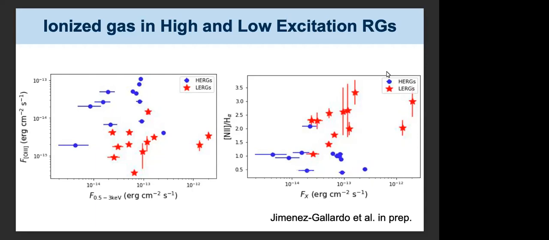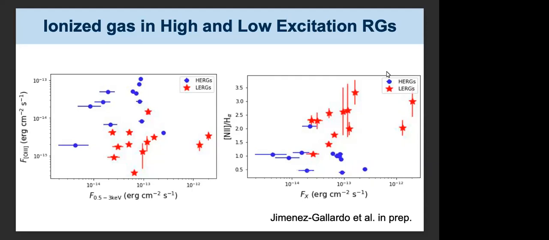Furthermore, it seems that the N2 to H alpha ratio for low excitation sources is actually higher. And that could indicate that they have an extra contribution from shocks that's not present in high excitation sources. So high excitation sources could be more dominated by photoionization from the nucleus, while low excitation sources could have photoionization together with shock ionization.